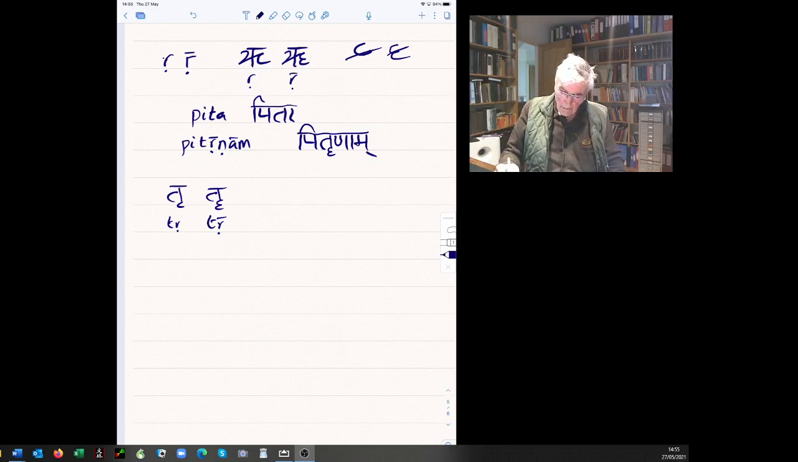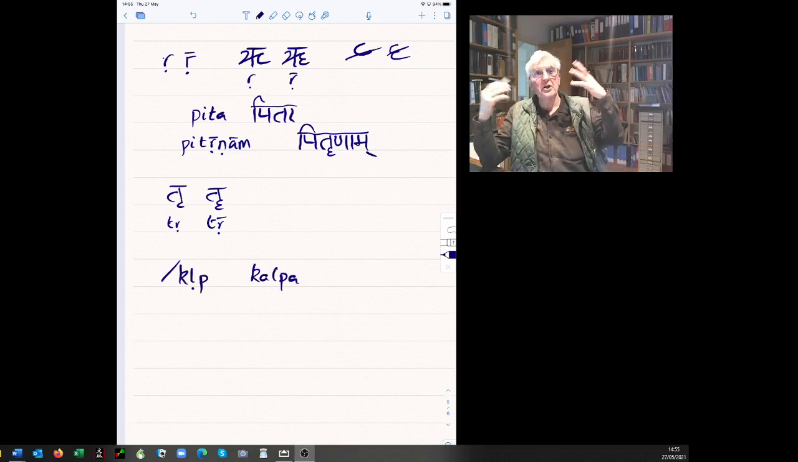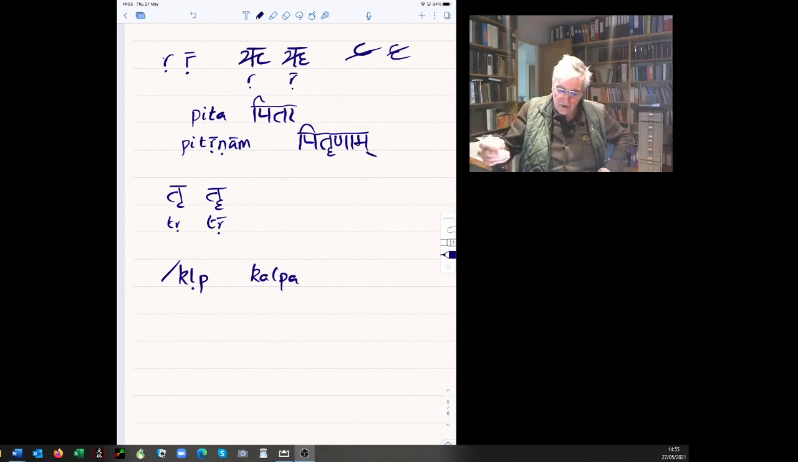Now just as we have a vocalic or syllabic r, that's an r that is a vowel, not a consonant, so we have a syllabic l as well. It's only encountered in one single root in the entire language, which is the root klp, meaning to imagine. It's the same when we get the word kalpa, because a kalpa is conceived of as an imagining in the mind of Brahma, a movement in the mind of Brahma that creates the universe. So klp is the root, and kalpa the verbal noun.